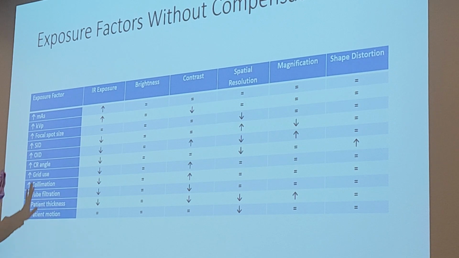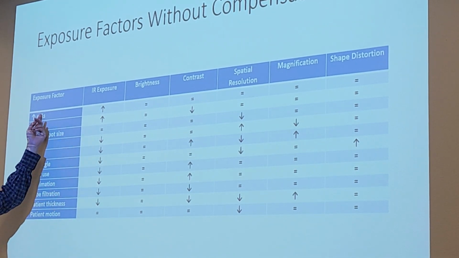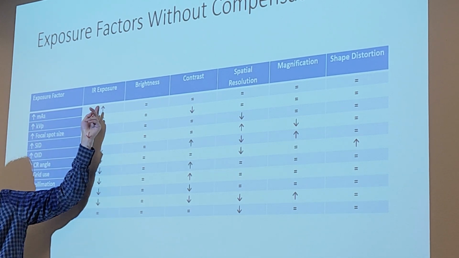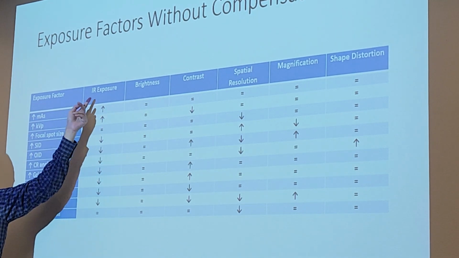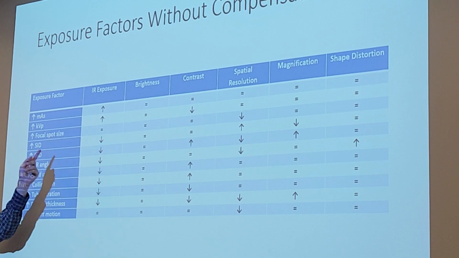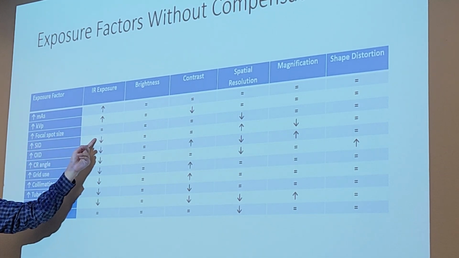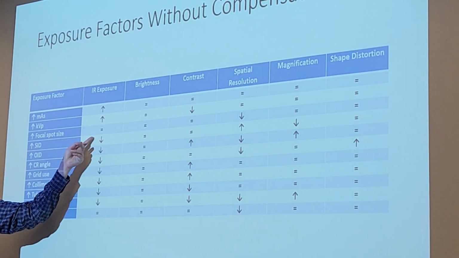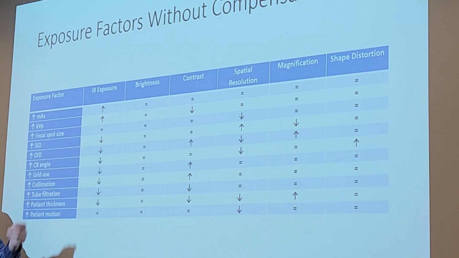And then also here, you have exposure factors without compensation. So if we do not adjust our exposure factors, if we do not try and compensate, what happens? If we increase mAs, we're going to have higher exposure. Notice we're not compensating for exposure here. If we increase SID, we have less exposure. I'm not compensating for it. This is just what happens without compensation.